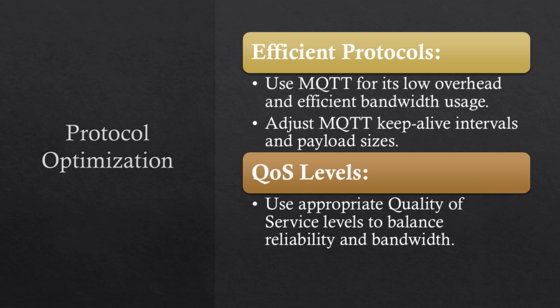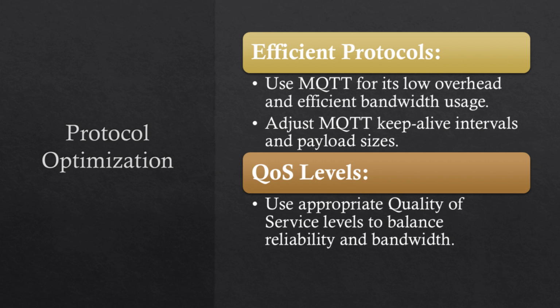Optimizing the communication protocols themselves is equally important for bandwidth efficiency. Efficient protocols. We utilize MQTT due to its low overhead and efficient bandwidth usage. MQTT is designed for lightweight communication, making it ideal for IoT applications like ours. By adjusting MQTT settings, such as keep alive intervals and payload sizes, we tailor the protocol to our specific network conditions, enhancing performance.